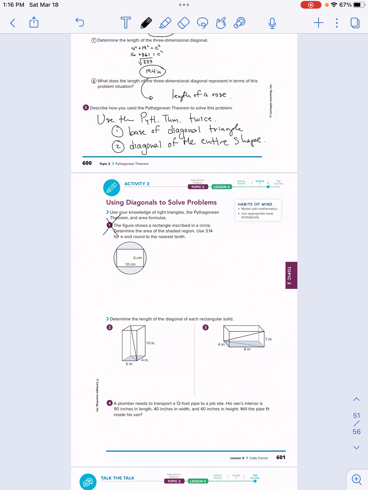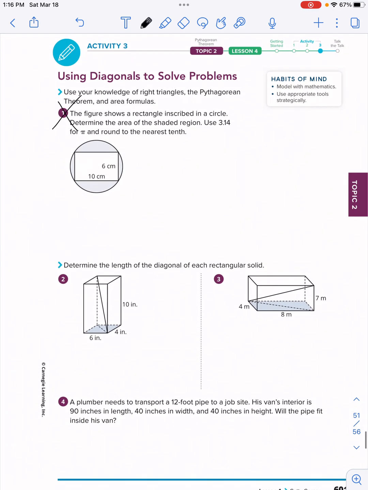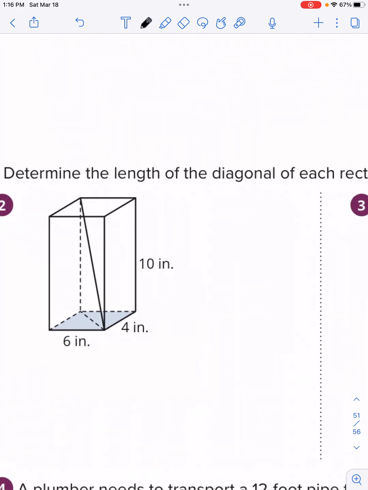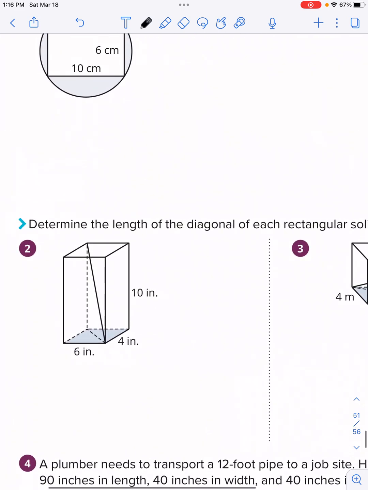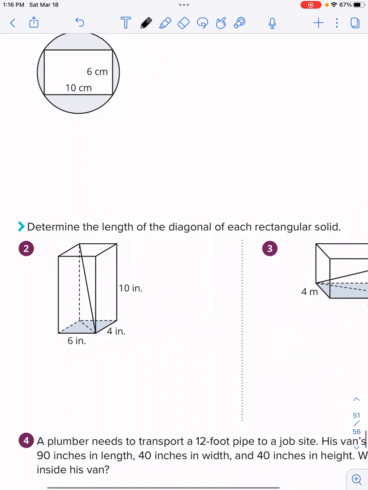All right, and we're pretty much going to finish up on next page, 601. We're going to skip number 1. It says using diagonals to solve problems. We're now going to apply our understanding of what we just did to these other problems. So number 2 and number 3 is our main focus. Determine the length of the diagonal of each rectangular solid.